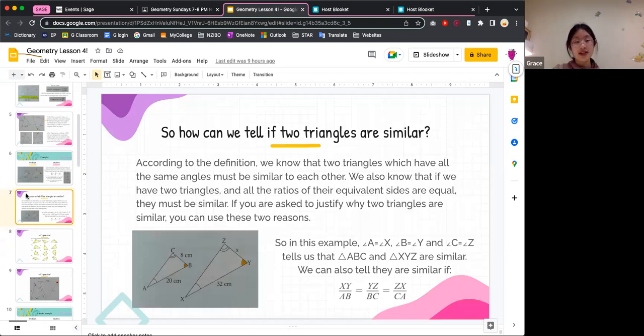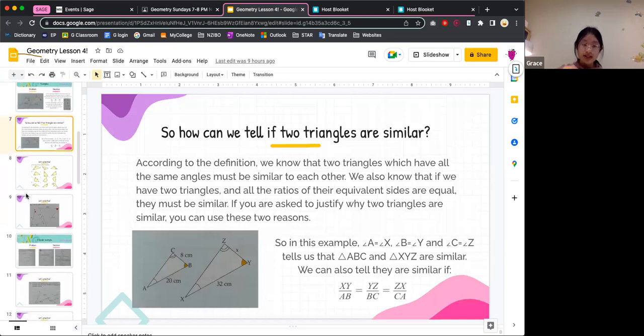So this is just a bit of a summary of the ways that you can tell that two triangles are similar. So we know that if they have all the same angles, then they're similar. So for example, you have two triangles. Their angles might be 50 degrees, 60 degrees, and 70 degrees. And if you see another triangle and its angles are also 50, 60, 70, then you know that these two triangles must be similar. And another way is that if they give you the side lengths of the triangles, then you can work out the ratios between the equivalent sides. And if the ratios are all equal to each other, then that means the two triangles are similar.